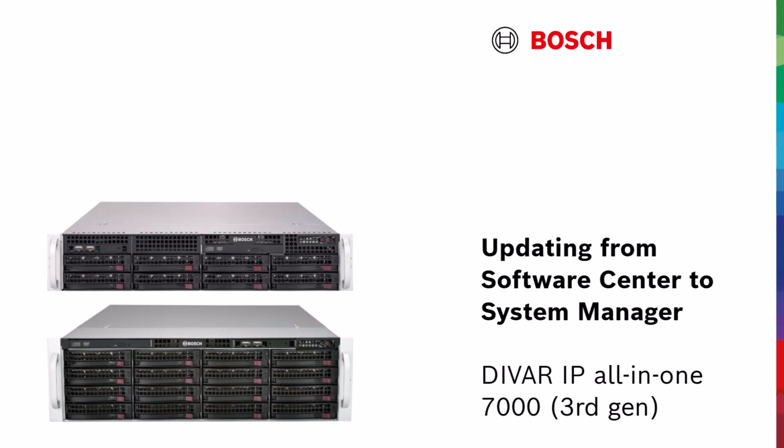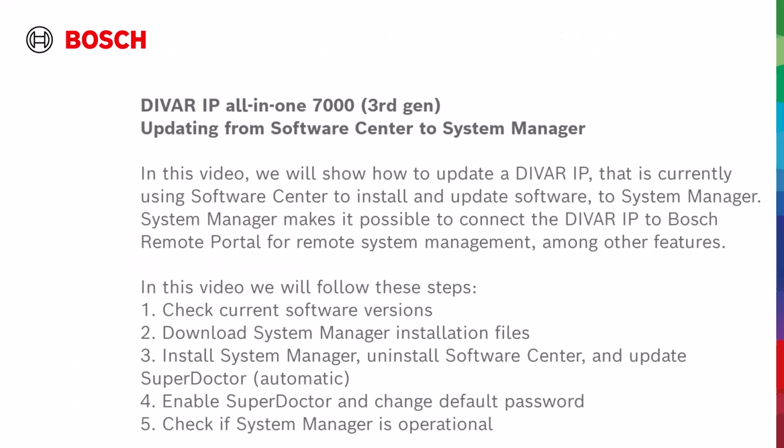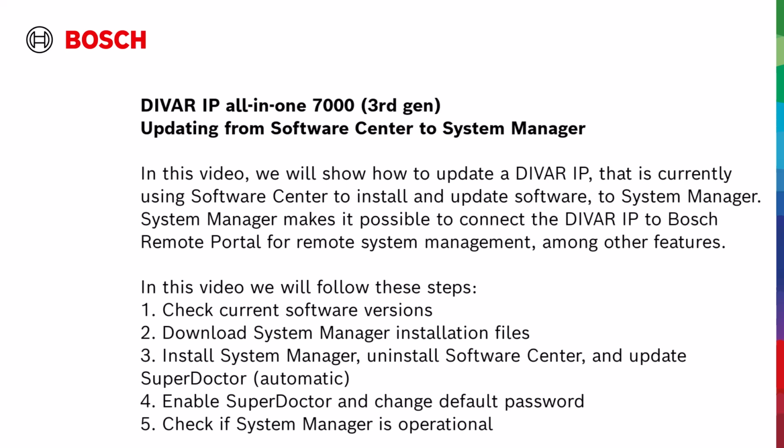Updating from Software Center to System Manager on the DIVAR IP all-in-one 7000, third generation. In this video, we will show you how to update a DIVAR IP that is currently using Software Center to install and update software to System Manager. System Manager makes it possible to connect the DIVAR IP to Bosch Remote Portal for remote system management, among other features. In this video, we will follow these steps.